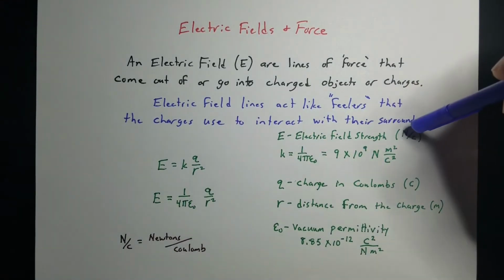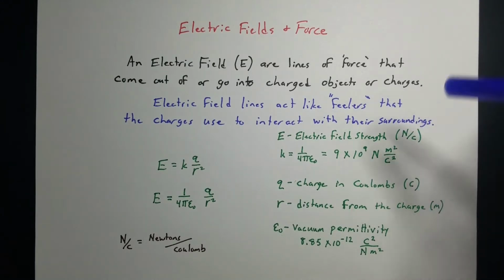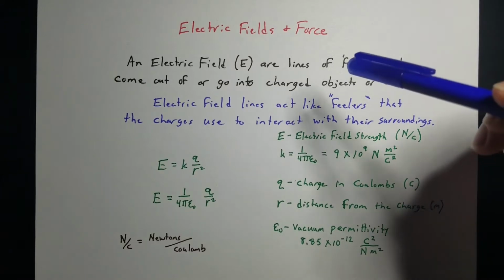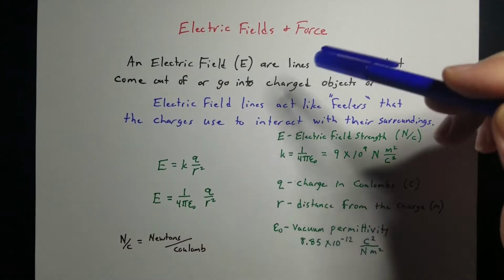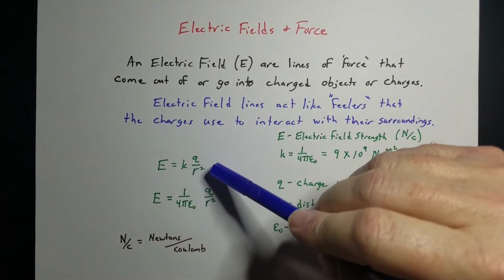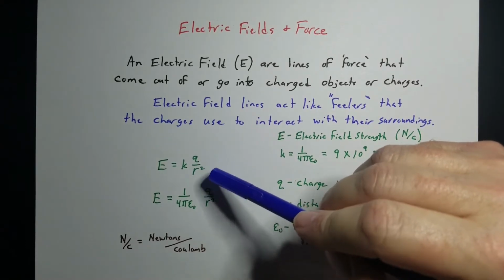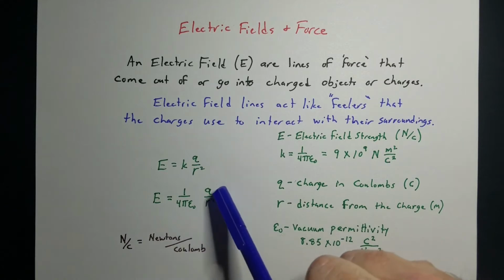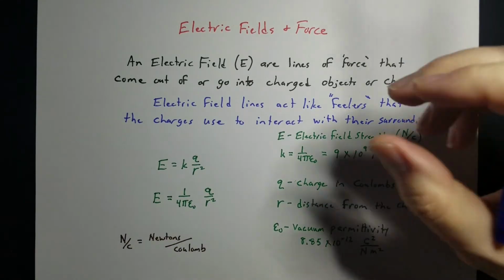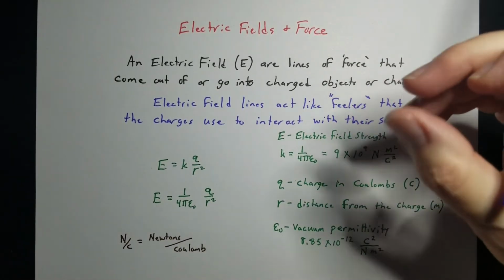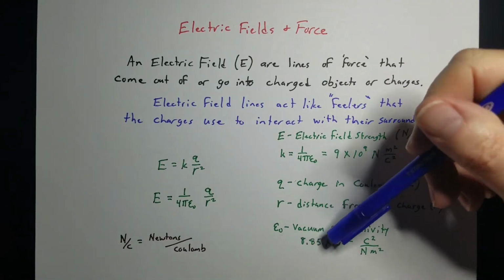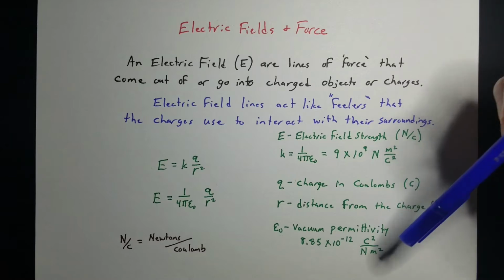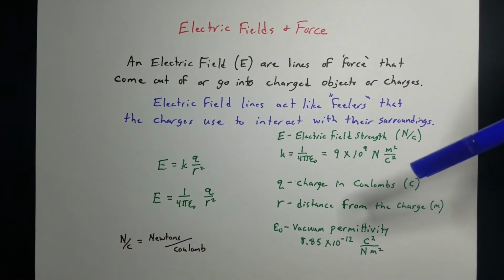Now, electric field is measured in newtons per coulomb. If you haven't already done so, go look at the video about Coulomb's law, because that goes along with this as well. Another way that we see the equation for electric field is written like this: 1 over 4 pi epsilon naught, Q over R squared. Epsilon naught is the vacuum permittivity of space for electric fields, and it's this number, 8.85 times 10 to the negative 12, but you usually don't see it in that form much anymore.